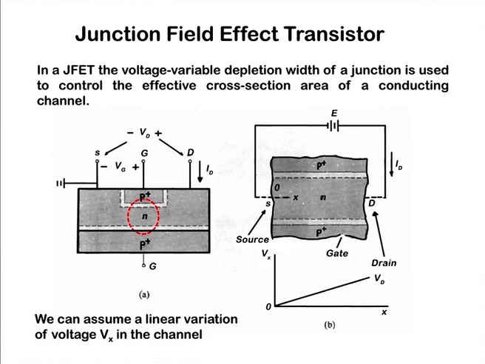When we are modulating this channel width, our output current will also change, because output current depends on the width, the cross section area of our channel.